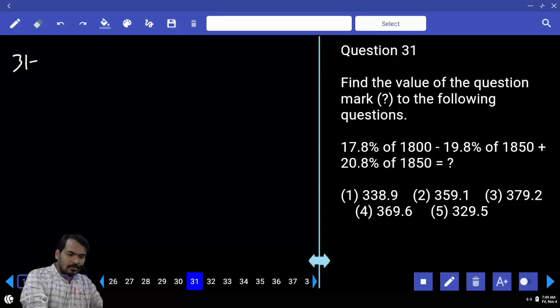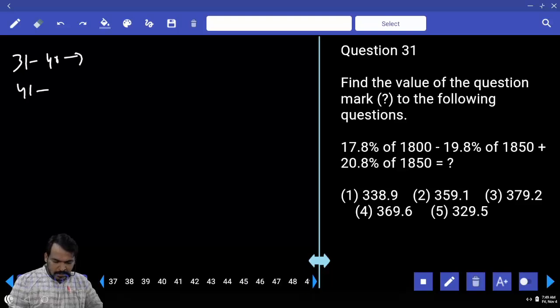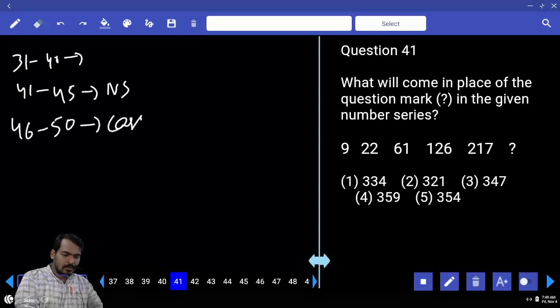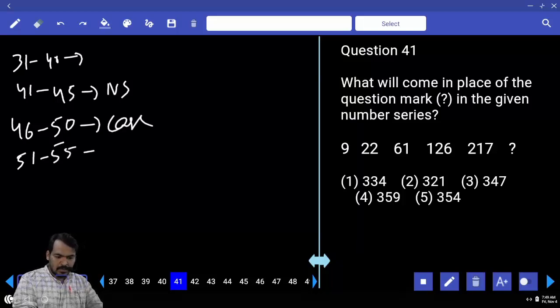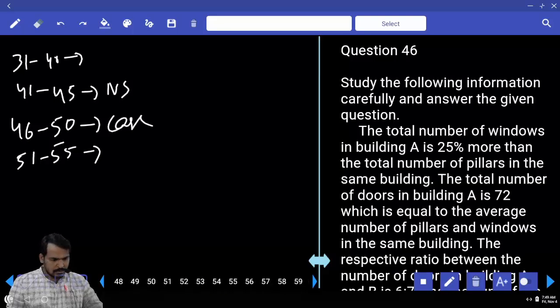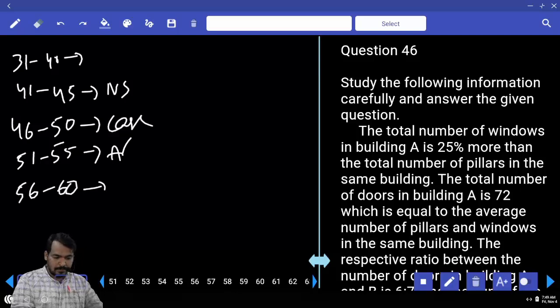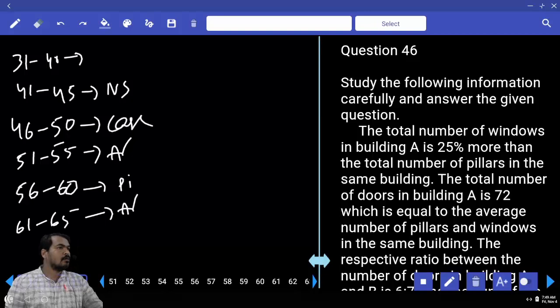31 to 35 simplifications. 31 to 40, next 41 to 45 number series. Next 46 to 50 caselet. Next 51 to 55 arithmetic questions. Next 56 to 60 pie chart. Next 61 to 65 again arithmetic questions. Okay, first priority, which one? Simplifications.